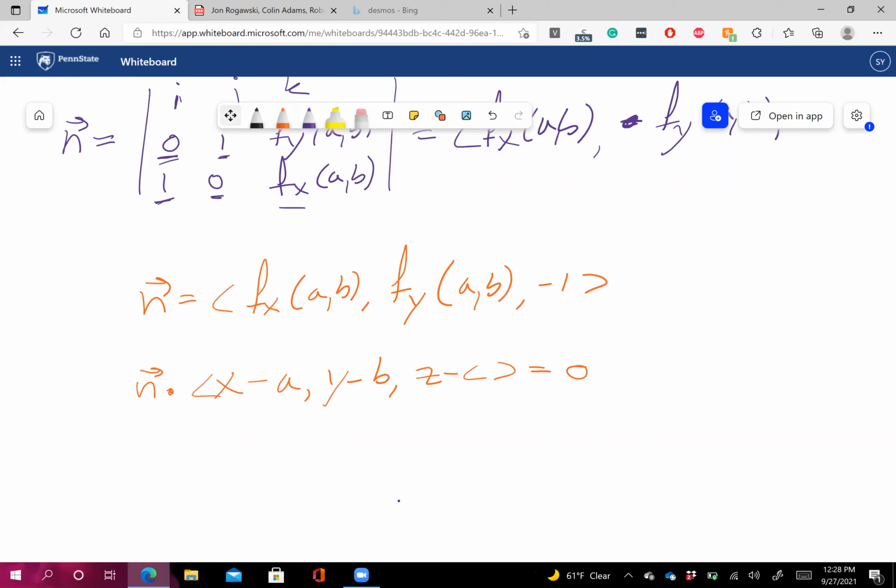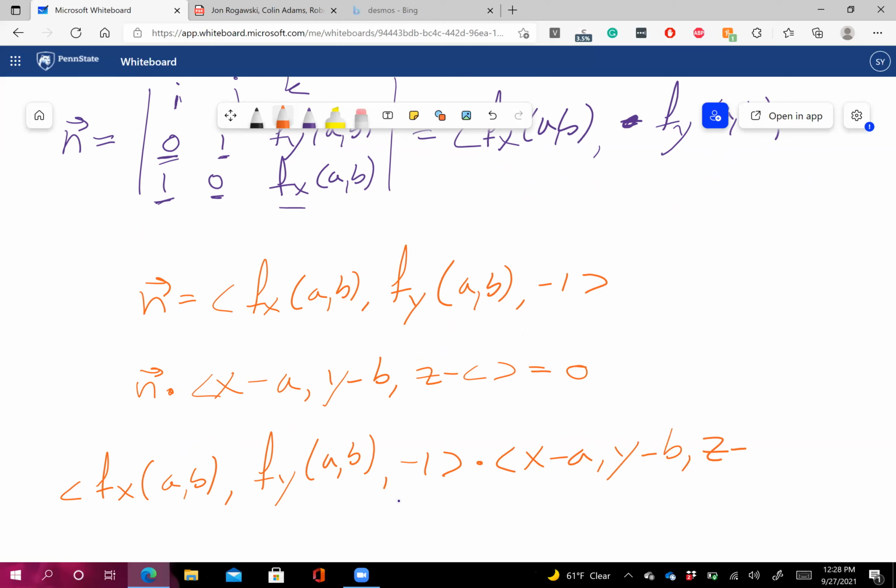So this will give us the partial of f with respect to x at (a, b), the partial of f with respect to y at (a, b), and negative 1 dotted with (x minus a, y minus b, and z minus, well, c). c is f of (a, b). It's just what our function is at the point (a, b). And we want this to be equal to 0.